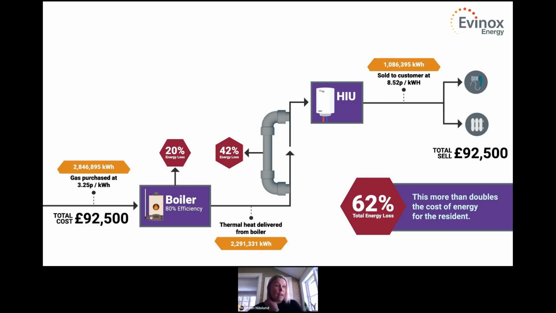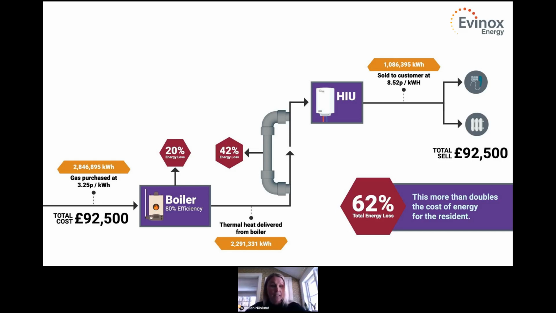So the gas was purchased at 3.25p per kilowatt hour. So that was almost 3 million kilowatt hours worth of gas, which was put into the boiler. The boiler was running at an 80% efficiency, so 20% of the energy was lost in the conversion process in there. This is quite typical, so nothing at all to raise your eyebrows at. But what we then could see was that 2.3 million kilowatt hours worth of thermal heat was delivered from the boiler, but only just over 1 million kilowatt hours were actually delivered to the apartments. So that means that 42% of the energy was lost through the network on the way from the boiler up to the apartments.